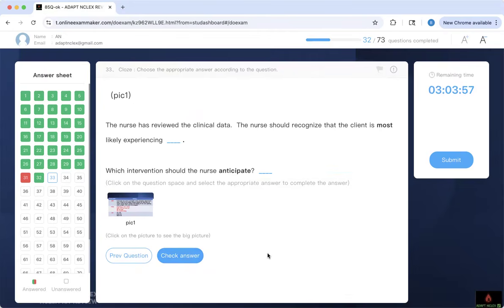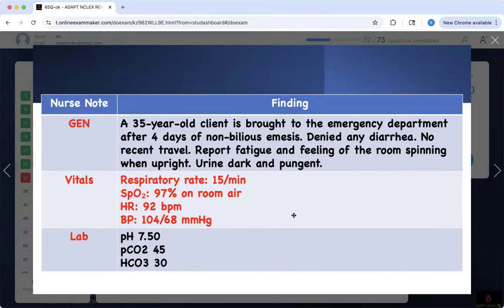And as you review the clinical data, you recognize the client is most likely experiencing what? Click on. A 35-year-old client is brought to the emergency room after 4 days of non-bilious emesis. He's been vomiting. Same thing. I wanted to give you all the areas they may give you. He denied diarrhea, just vomiting, no recent travel. Fatigue, feeling of the room spinning. Those are the bad words. If I'm vomiting, I'm room spinning, I'm orthostatic, I'm hypotensive. And I have dark and pungent urine. That means dehydration. I'm showing you how to read a case study.